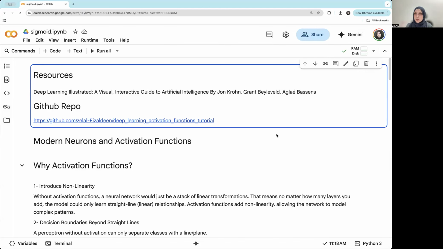Hello. In this tutorial, I'll talk about activation functions, which are used in deep learning.